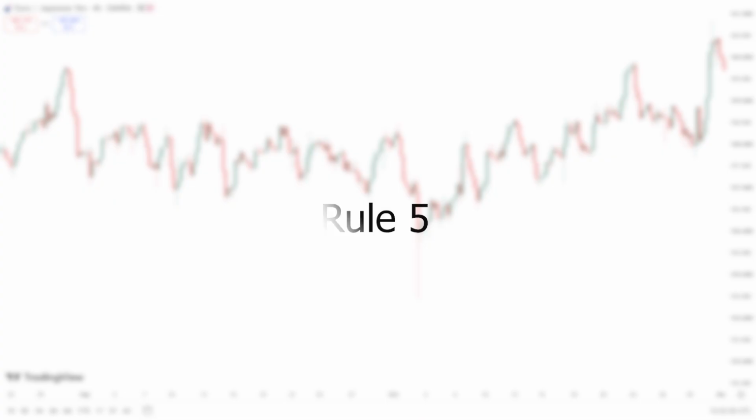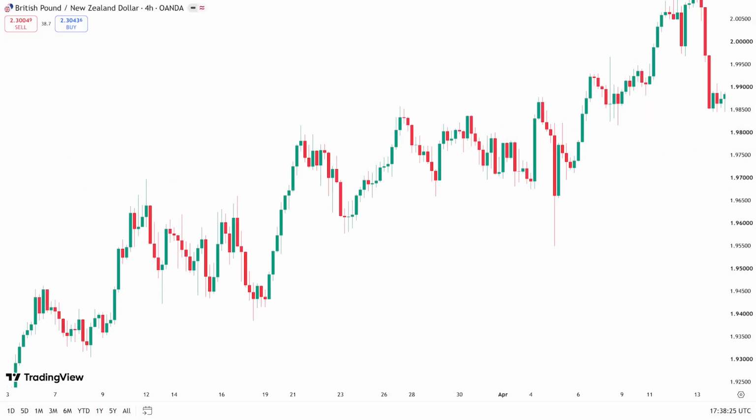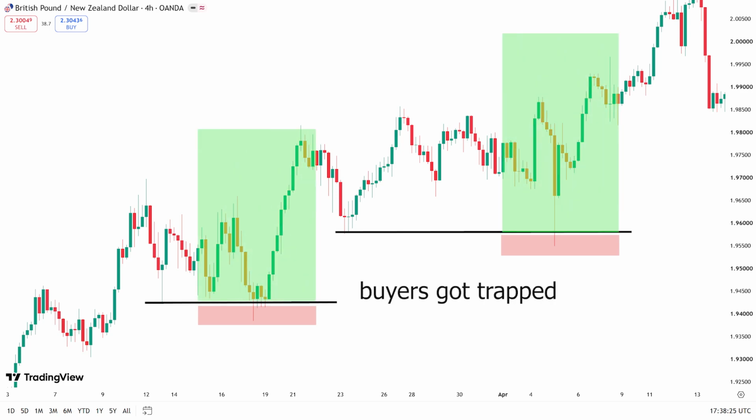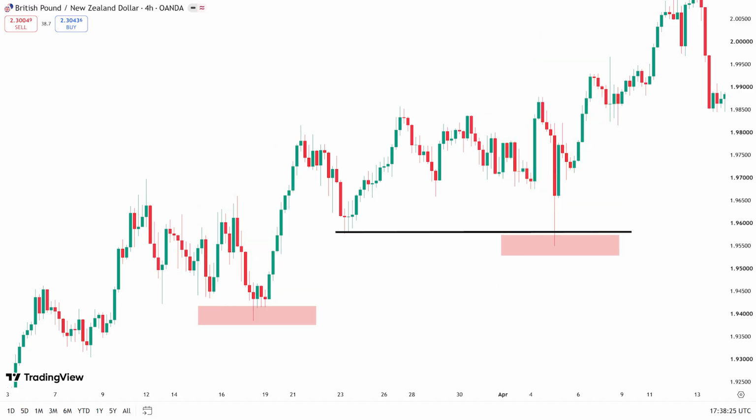Rule number 5. Ask yourself this: who got trapped? Every liquidity sweep creates winners and losers. Your job is to identify who the market trapped. In an uptrend, when price breaks below a higher low, many traders think the trend is over. Some close their buys, while others enter sell positions. But if price suddenly reverses, rallies strongly, and creates a new higher high, those sellers become trapped. As they rush to exit their trades, they add even more momentum to the move.